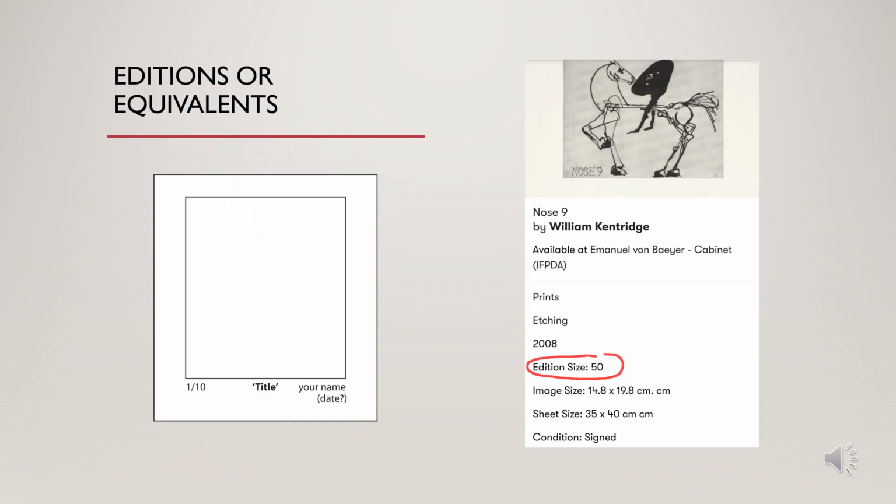This is one of William Kentridge's artworks. On the artwork, I have marked or circled in red. With this, I indicate the number of editions or equivalents you will find of the very same artwork, which is 50 for this print. I have also attached a template of how a print is to be marked or labeled.